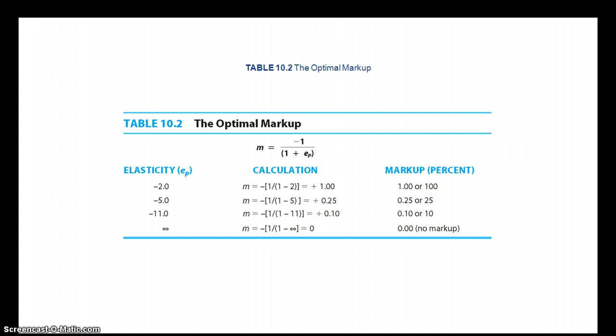So when you do markup pricing, you really ought to be using the equation that's listed here in this table in your text. And that is this one here, where the markup is -1 over the quantity 1 plus the elasticity of price. They give a few examples. If the elasticity is -2, your markup would be 100%. If you take your cost, add another 100% of your cost, and that would be your markup.